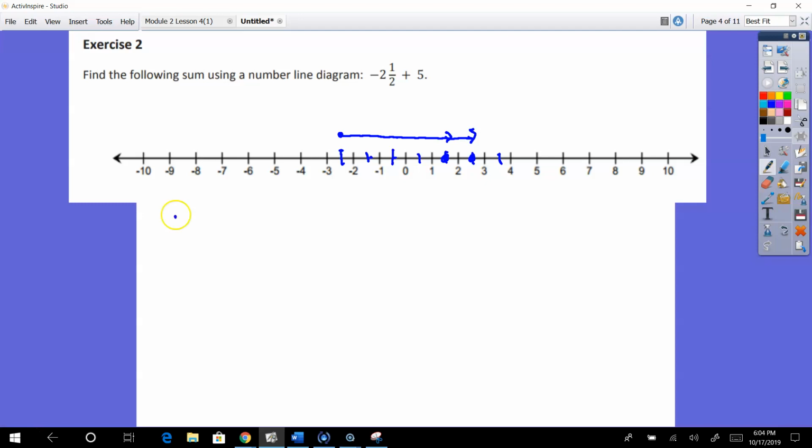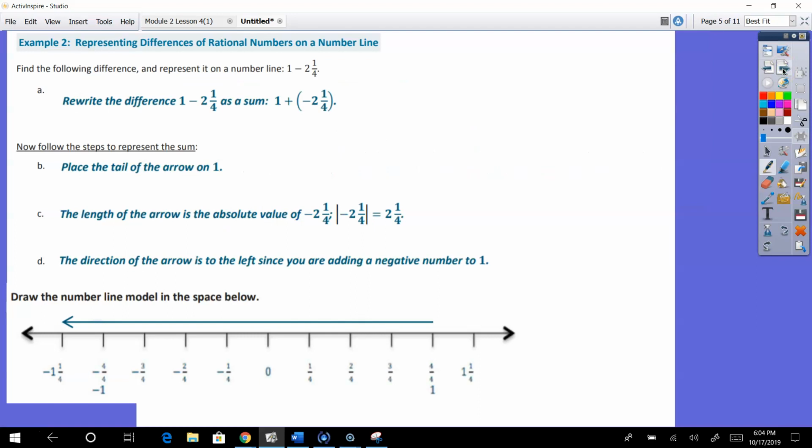So negative 2.5 plus 5 is equal to positive 2.5. Okay. In example 2, find the following difference and represent it on a number line: 1 minus 2 and 1/4.